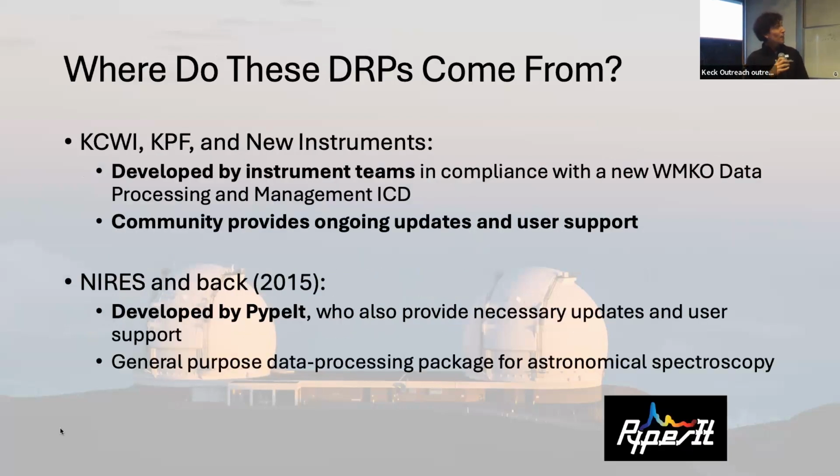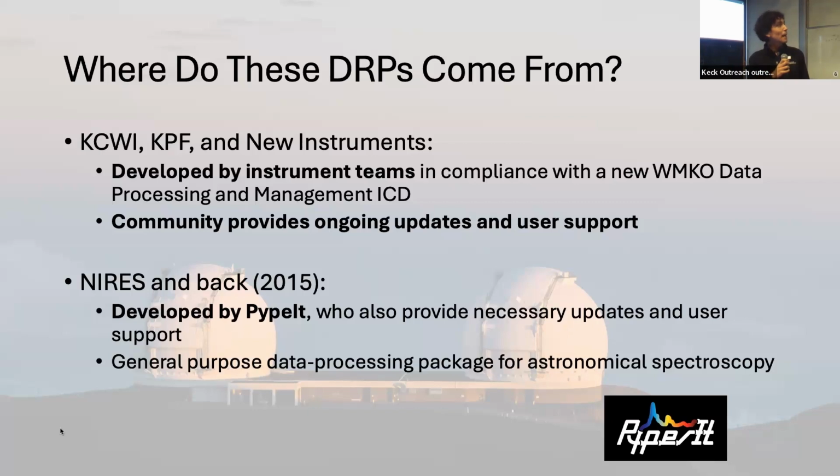Where do these DRPs come from? We kind of have two classes. I'm going to fudge some numbers and pretend that NIRES showed up before KCWI because it's convenient for me. KCWI and KPF and newer are all developed by the instrument teams. So in the past, whether or not an instrument showed up at Keck with a data reduction pipeline was mostly down to how generous the PI was. Now it's a requirement that the DRP is basically treated like an instrument subsystem. So when the instrument shows up at the observatory, there will be a data reduction pipeline that covers at least most science cases for our observers.